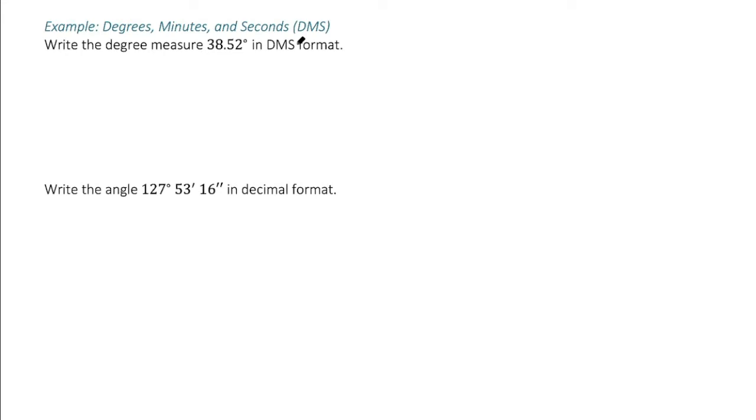So here's how we can convert between the two. With this example, write the degree measure 38.52 degrees in degree, minute, seconds format. So we have 38 degrees, and then we have 0.52 degrees. And all we need to do here is say, well, I need to know what 0.52 times the 60 minutes is, how many minutes that would give me. So I'm going to do 60. And minutes we denote with just a single little tick mark.